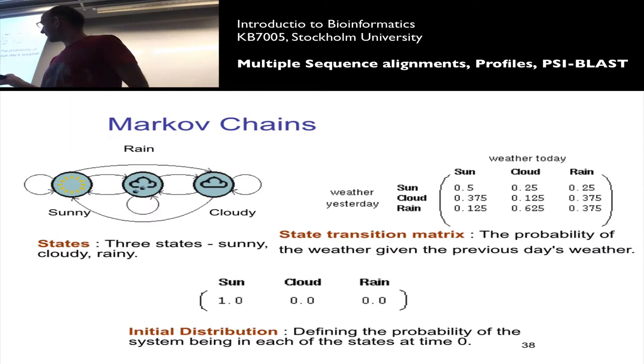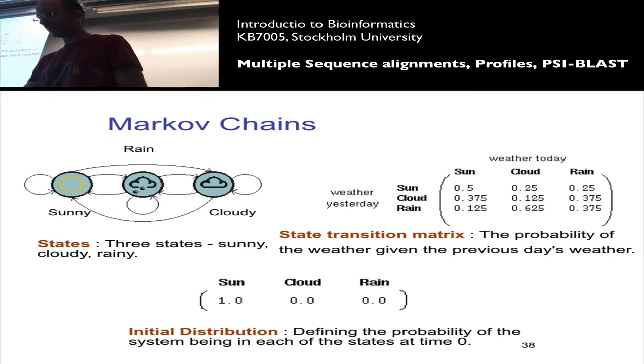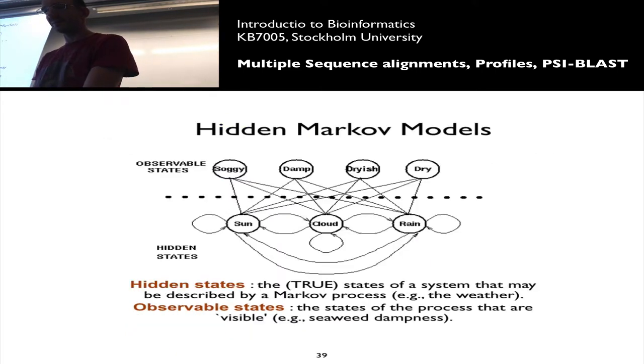So these kind of models, you can start with a distribution here, and you can calculate what is the probability that we're going to have rain in 5 days. You start with sunny, and then you calculate the sum of all probabilities. And they're quite good aggregates to find this. And the next topic is actually hidden Markov models, which we will talk about next.